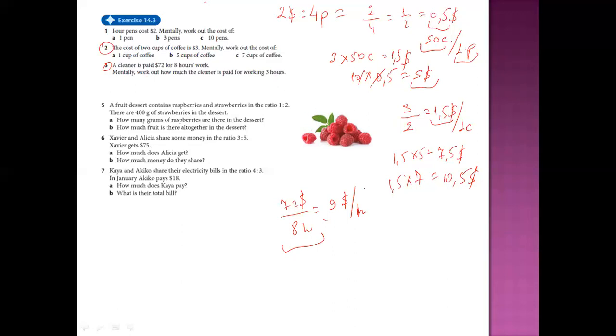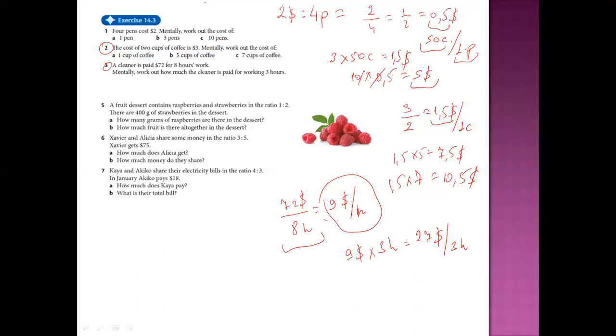Now we know the price of 1 hour is $9, times 3 hours. Okay, part time. So 9 times 3 is $27 for not 1 hour, but 3 hours. Okay. And the next question will continue.